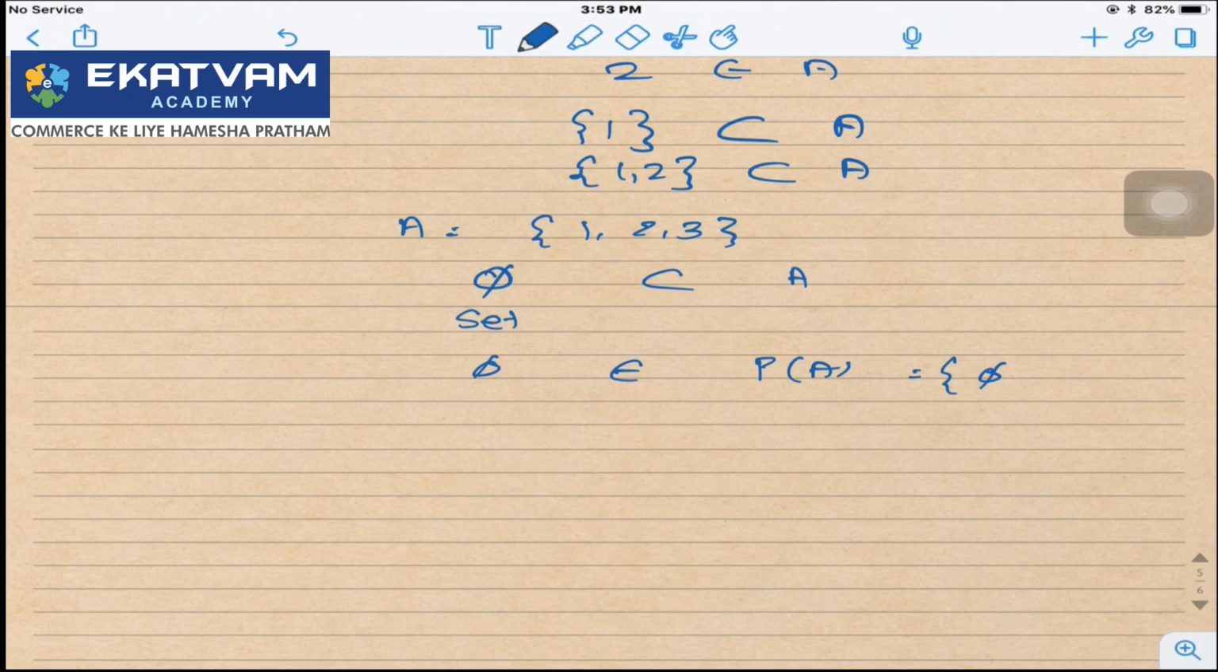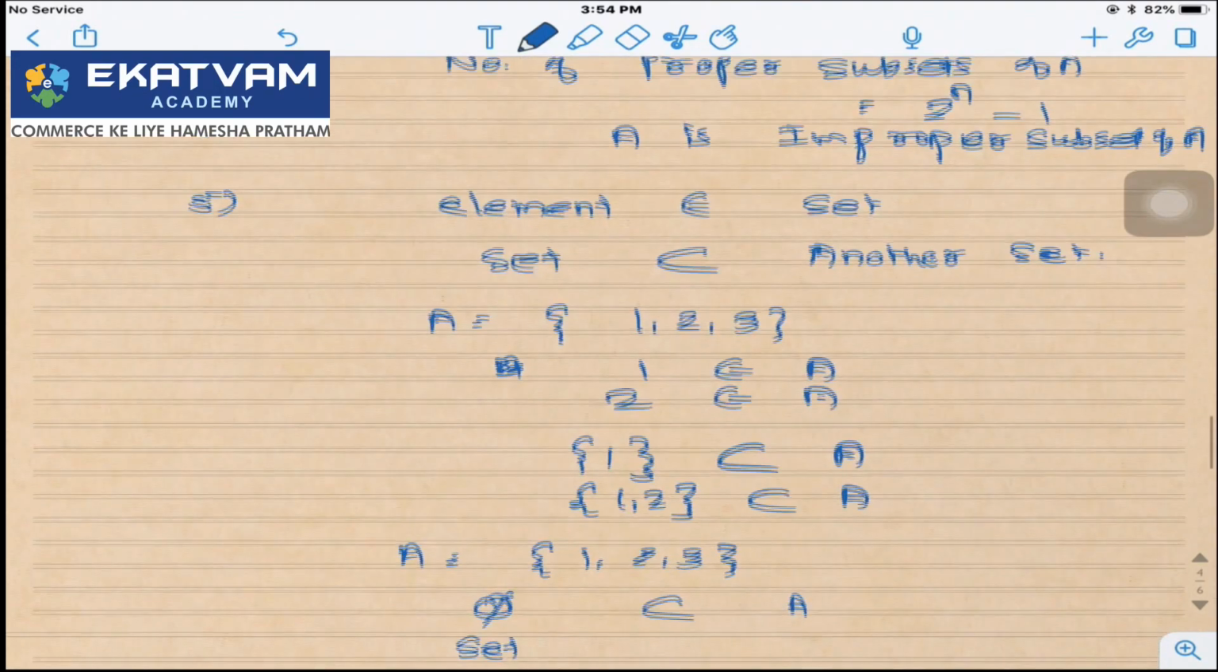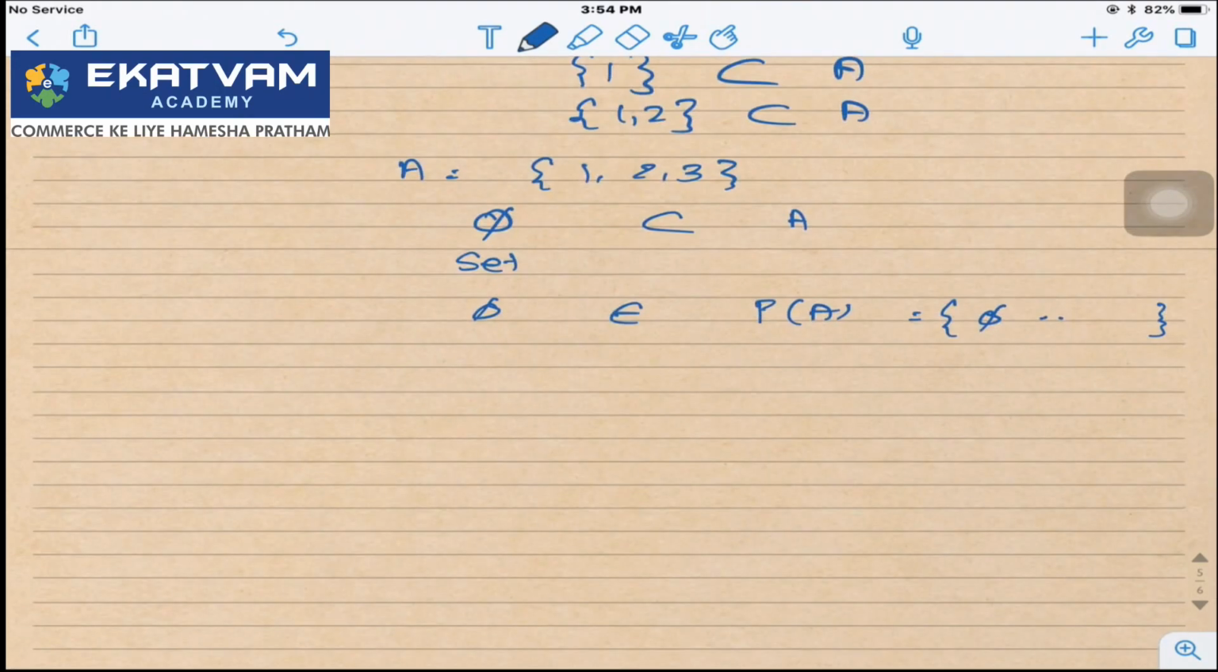Is that clear? Here you have got to be watchful, because they try to beat you on this point. Set, subset. Element belongs. Point 6 comes here.